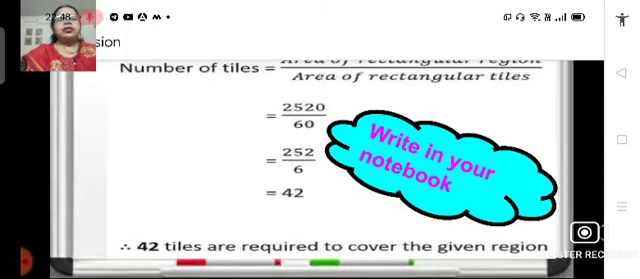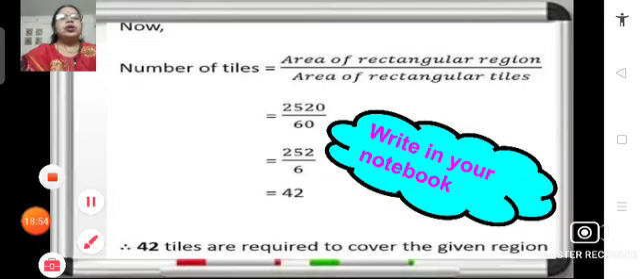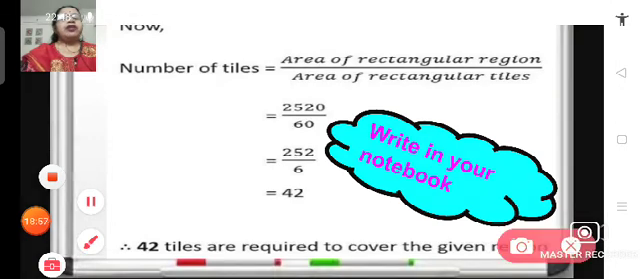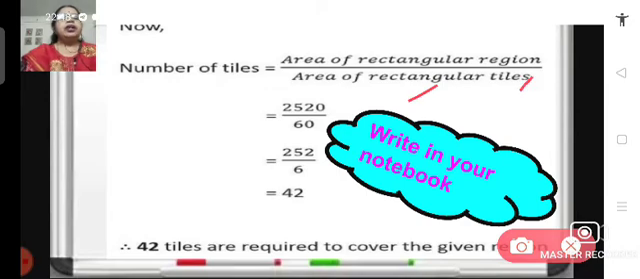Now we can find out the number of tiles required. So the number of tiles required will be area of rectangular region divided by area of rectangular tile. So it will be 2520 upon 60. Alright, so we can strike off these two zeros. What do we get? We get 252 upon 6. By dividing 252 by 6, we get 42. So 42 tiles are required to cover the rectangular region.